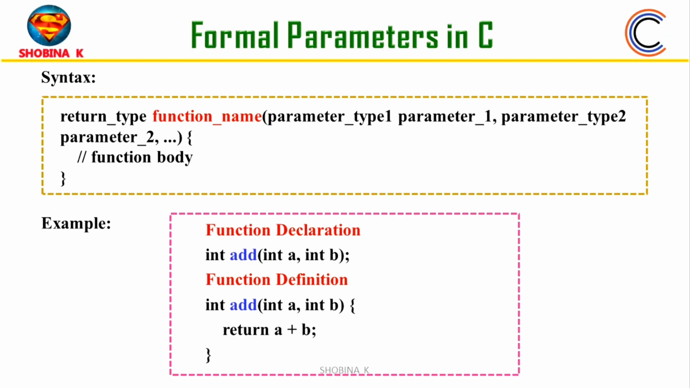And then we have the function definition. Here int is the return type of the function, indicating it returns an integer. add is the name of the function. int a, int b is the parameter list, specifying two integer parameters named a and b. The function body is enclosed by curly brackets, containing the code that defines what the function does. In this case we have return a plus b. This statement returns the sum of a and b. The return keyword is used to exit the function and provide the result to the caller.